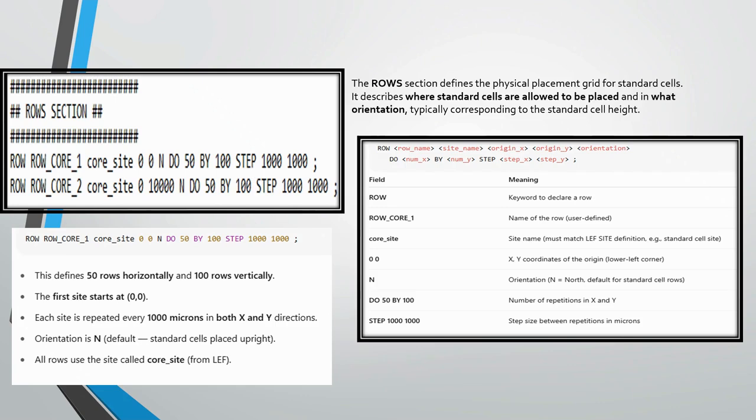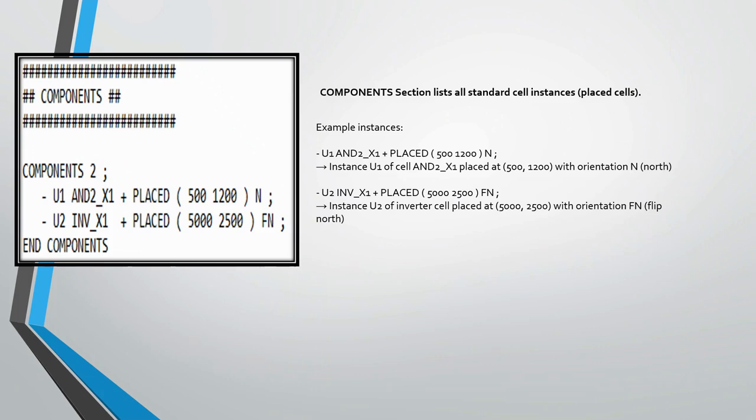The first site starts at 0 0. Each site is repeated every 1000 microns in both X and Y directions. Orientation is N, the default, standard cells placed upright. All rows use the site called core_site from the LEF. The components section lists all instantiated standard cells within the design, including their names, cell types, example U1 AND2_X1, and their precise placed coordinates and orientation, example 500 -1200 N.